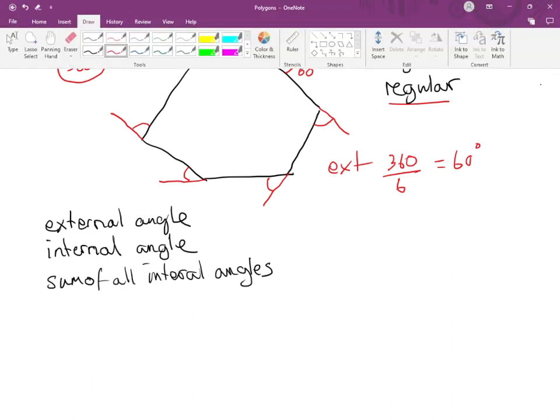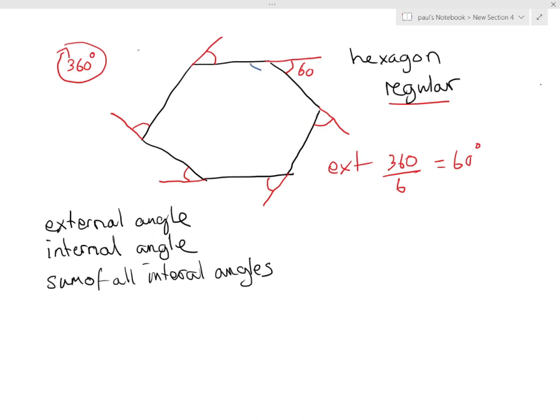Now, the internal angle is this one. When you have angles that are on this straight line here, they will add to 180, because you're facing west, then you're facing east, so you've gone half the way round, so there will be 180. So in order to find the internal angle, you would just do 180, take away the external angle, which is 60, which is 120.